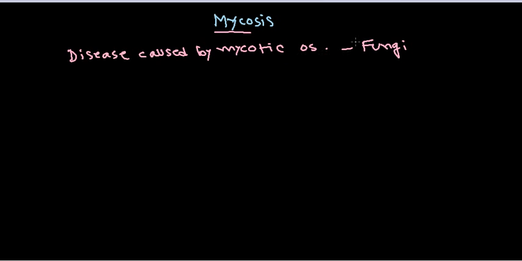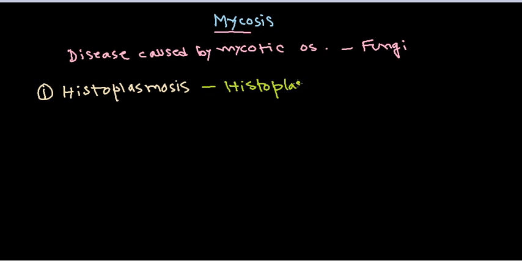Now in this video we are going to list the different types of mycosis infections and the causative agents of those mycotic infections. So let's write the first example: histoplasmosis. This is a disease condition, and histoplasmosis is caused by Histoplasma.